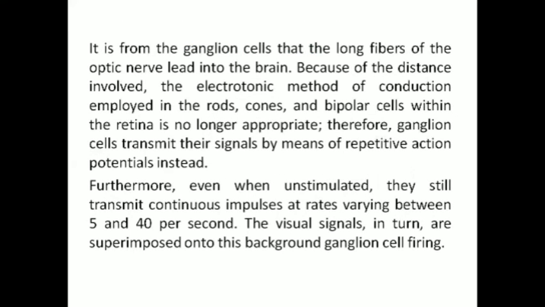It is from the ganglion cells that the long fibers of the optic nerve lead into the brain. Because of the distance involved, the electrotonic method of conduction employed in the rods, cones, and bipolar cells within the retina is no longer appropriate. Therefore, ganglion cells transmit their signals by means of repetitive action potentials instead. Furthermore, even when unstimulated, they still transmit continuous impulses at rates varying between 5 and 40 per second. The visual signals in turn are superimposed onto this background ganglion cell firing.